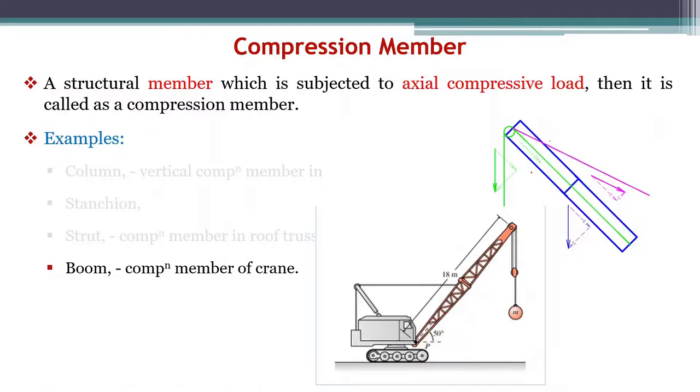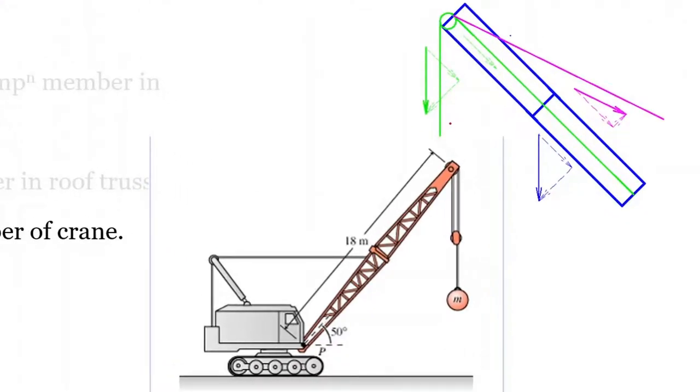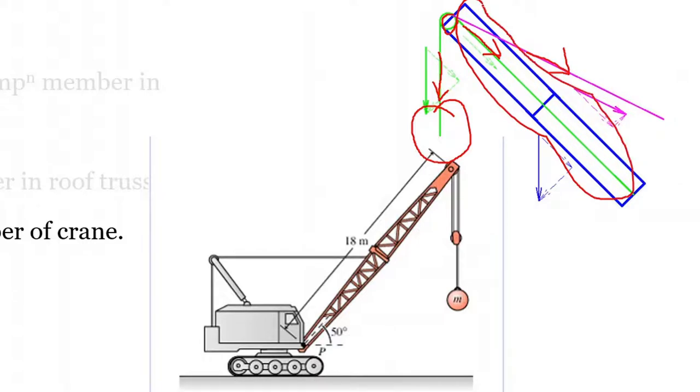If you look at the picture, this is the rope where this rope lifts the load, and this rope is attached to the crane. Because of the force in the rope, if you look at the force direction, it is like this, and away from the pulley the force in the tension member is like this. This force creates the compression in this boom. So boom is also a compression member.